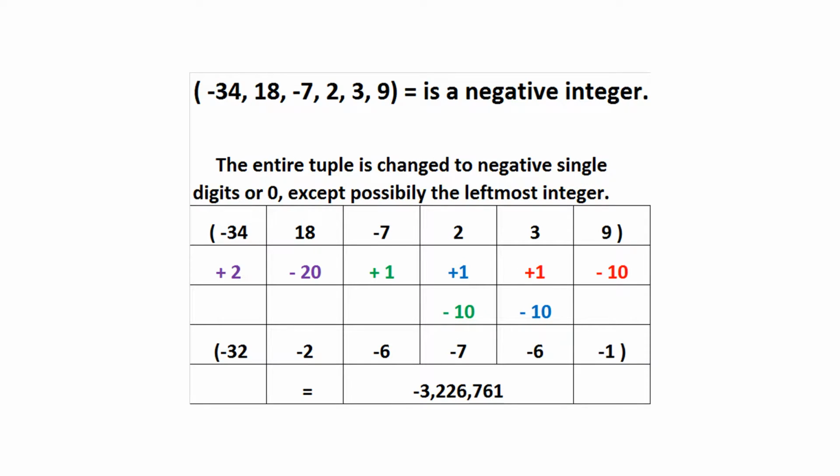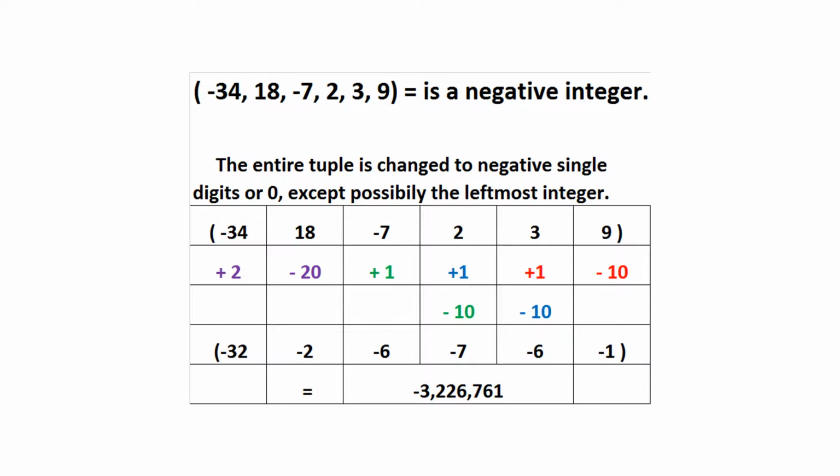The tuple that starts off on the left with a -34 dominates the negativeness of the tuple, and this will turn out to be a negative integer once we convert it. We will change every integer in the tuple except the -34 to a single digit negative integer or 0.